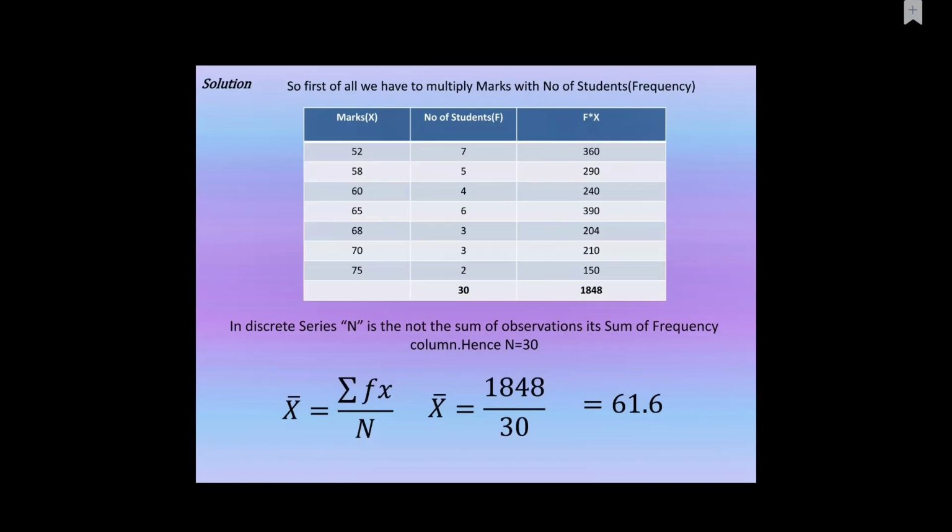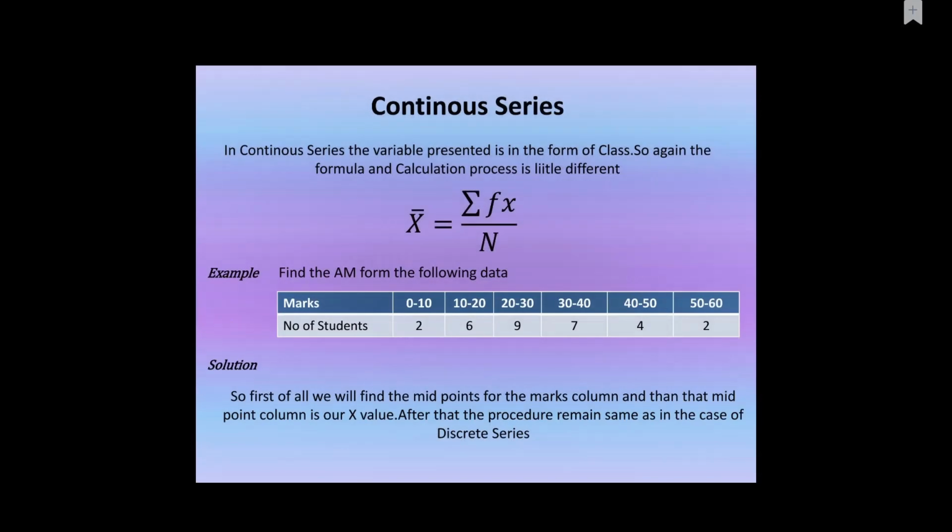First, we have to multiply f and x, so you get fx. Then coming to the equation, x bar equals sigma fx by n, that is the total of f into x divided by n. Here n represents the total number of students, or the total frequency. So sigma fx is 1848, and the total number of students, n, the total of f, equals 30. So x bar equals 61.6.